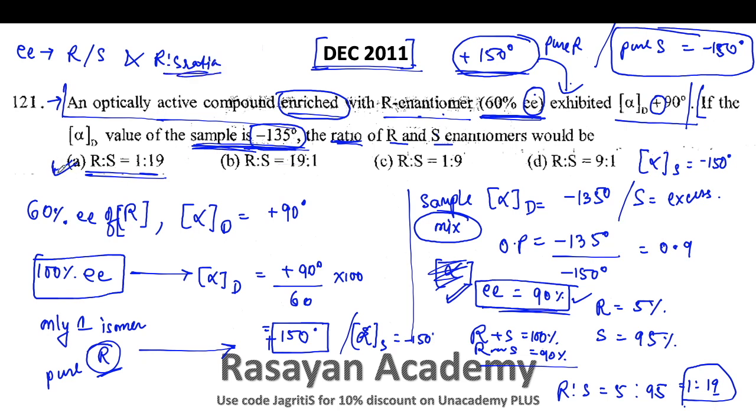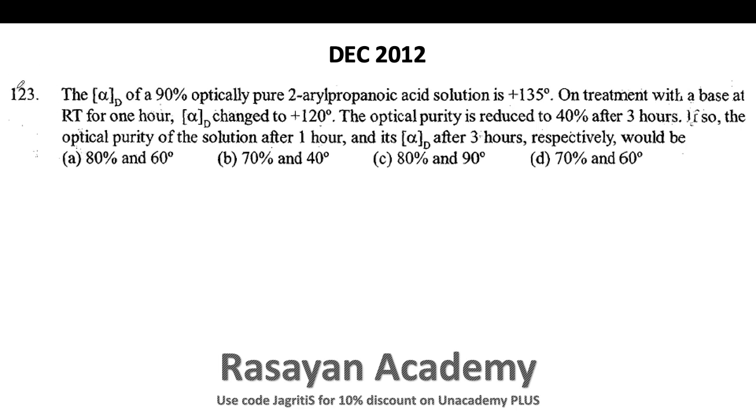So this is a simple question which has been asked in December 2011. Let's move onwards. So December 2012 question. The alpha D of a 90% optically pure 2-aryl propanoic acid solution is plus 135.